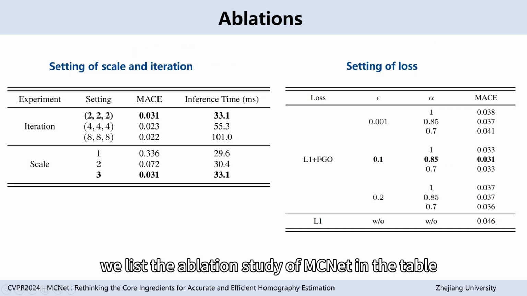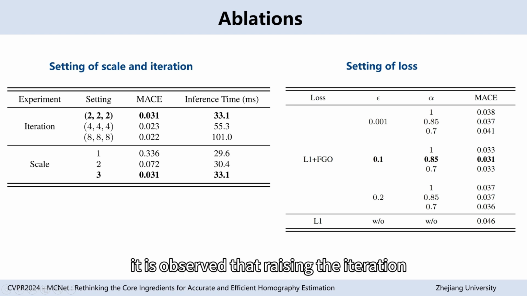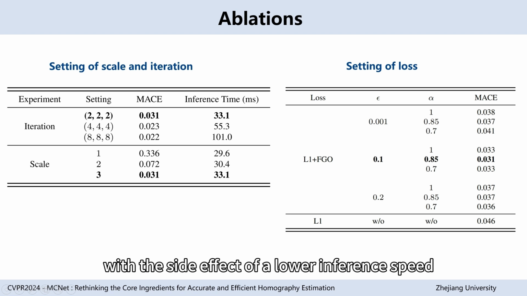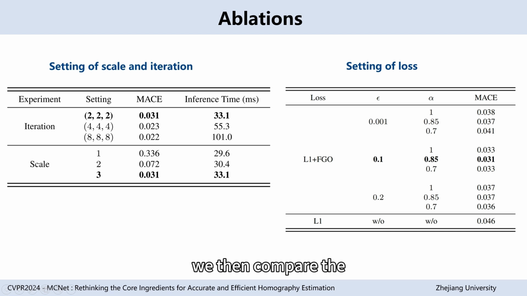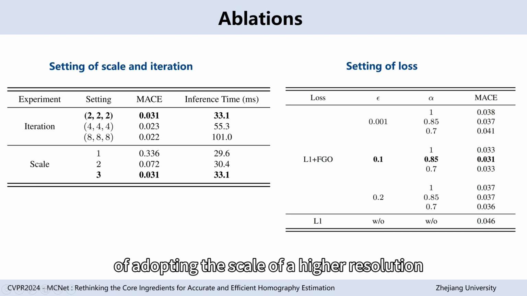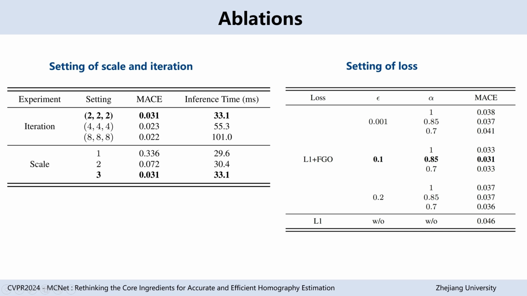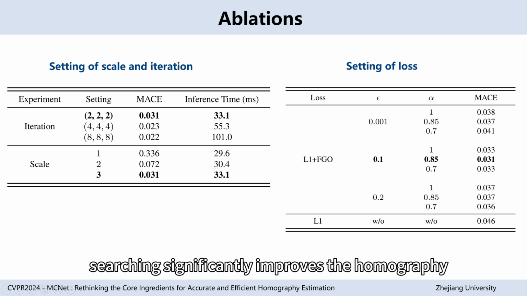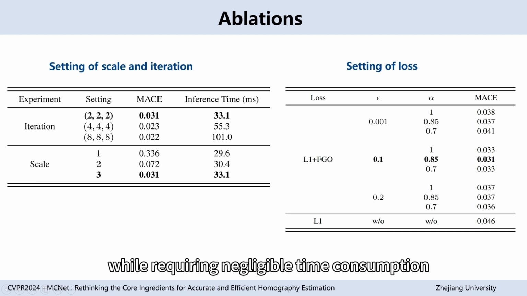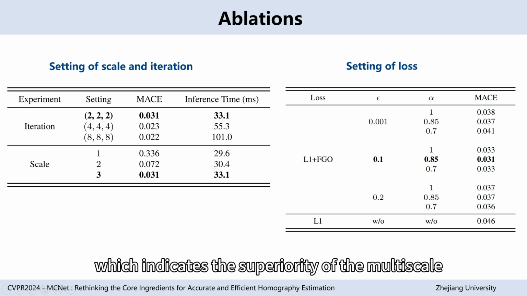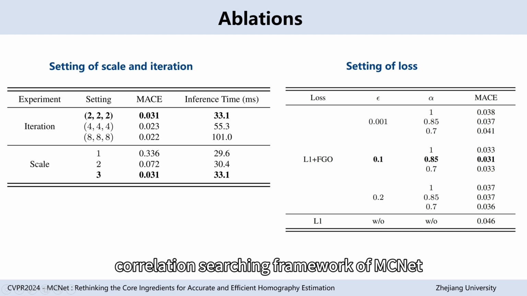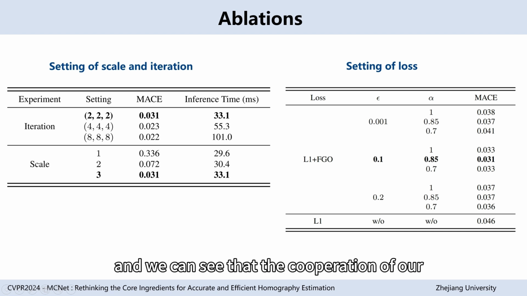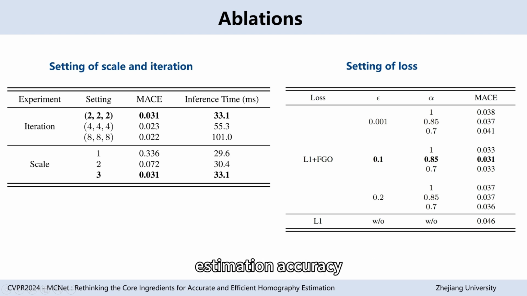We list the ablation study of MCNet in the table. It is observed that raising the iteration can further produce more accurate homography estimation, with the side effect of a lower inference speed. We then compare the effectiveness of adopting the scale of a higher resolution under the fixed total iteration time of 6. It is observed that the addition of extra scales in our multi-scale correlation searching significantly improves the homography estimation accuracy while requiring negligible time consumption, which indicates the superiority of the multi-scale correlation searching framework of MCNet. We then conduct the ablation of the FGO loss, and we can see that the cooperation of our FGO loss significantly improves the estimation accuracy.